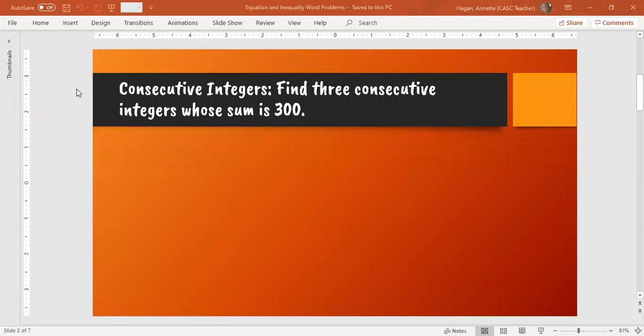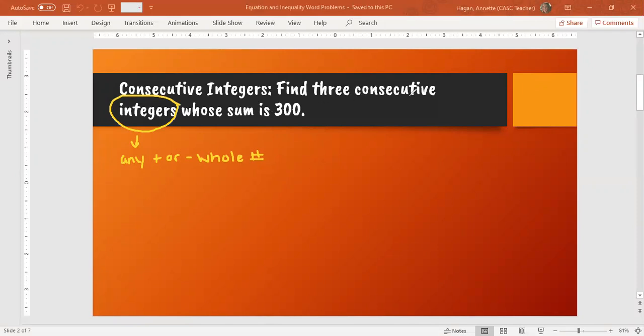We're going to start with a consecutive integers problem. Consecutive integers problems basically require you to know what an integer is. This is one reason I really hate that we don't do real numbers first, but we need to know what an integer is, and an integer is any positive or negative whole number, okay? So right now we're not dealing with fractions or decimals, everything's going to be a whole number.